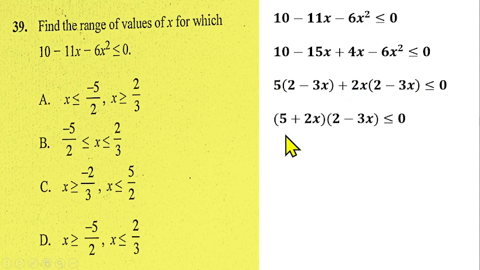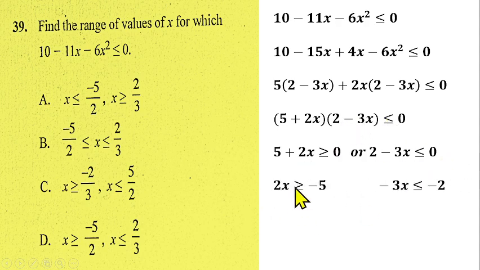From there (5 plus 2x) into (2 minus 3x) less than or equal to 0. So this literally means that this is greater than 0 or this is less than 0. From there you can find our x. So we have 2x is greater than or equal to minus 5. Then, or, we are having minus 3x less than or equal to minus 2. So here we can find our x by dividing both sides by 2 here. So we have x is greater than or equal to minus 5 over 2. Then here you can divide both sides by minus 3, so the inequality will change. x is less than or equal to 2 over 3. So both of them hold, which literally means that minus 5 over 2 is less than or equal to x, then x is less than or equal to 2 over 3 as well.